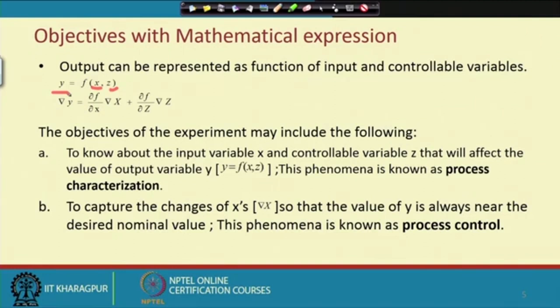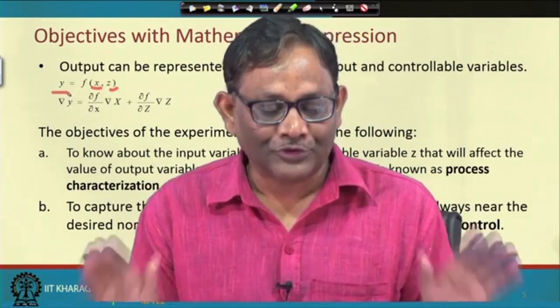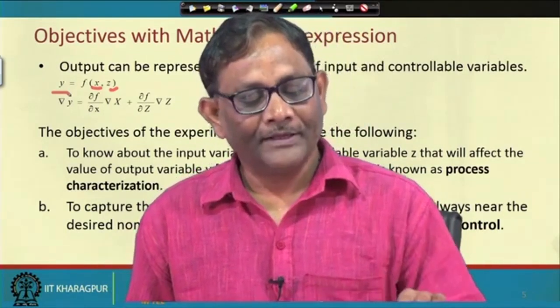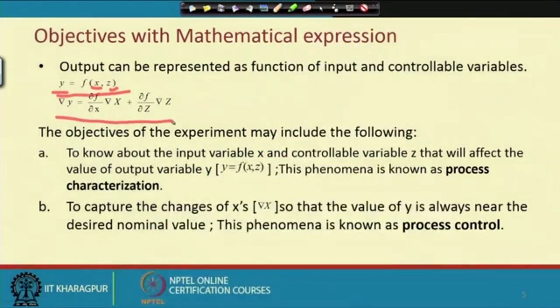So, when you do the experiment, you get results of y and x. z is uncontrollable, you cannot manipulate it, so you will not get it. Sometimes you may be able to manipulate z also, but that is very costly as I told you, but for most of the time, x you will control. So, if this is the relationship, then from the variability point of view, you can write that the variability of y is delta y, the variability of x is delta x, and the variability of z is delta z, then this kind of relationship can be written that you have seen.